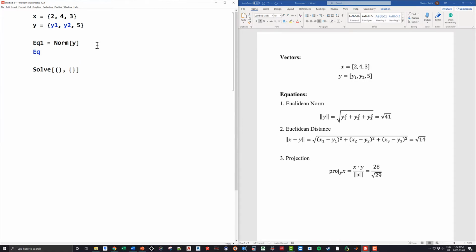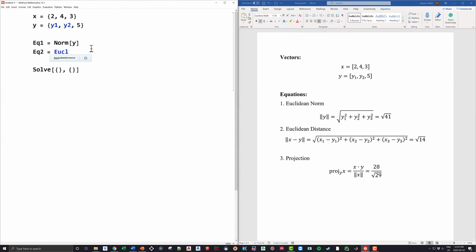And I come down and I can say, well, we also have equation 2, which is the Euclidean distance. Now, if you guys ever tried Euclidean distance in MATLAB, there is not a predefined function. In MATLAB, we have to kind of modify it a little bit. However, luckily for us, Mathematica does have a predefined function for Euclidean distance. The only drawback is the name of that function really sucks. It's exactly what it is, and it's EuclideanDistance.